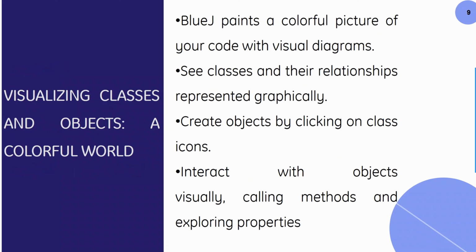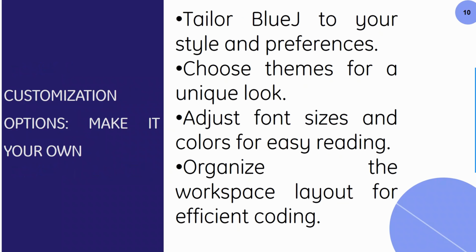Moving on, we have visualizing classes and objects, a colorful world. BlueJ paints a colorful picture of your code with visual diagrams, so you can see classes and their relationships represented graphically. Since anything and everything you learn is easy to understand if it is presented visually, this option is provided. And we can create objects by clicking on class icons, and interact with objects visually, calling methods and exploring their properties.